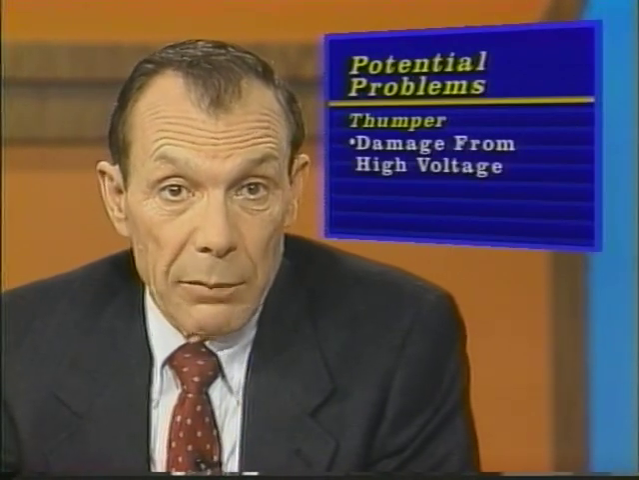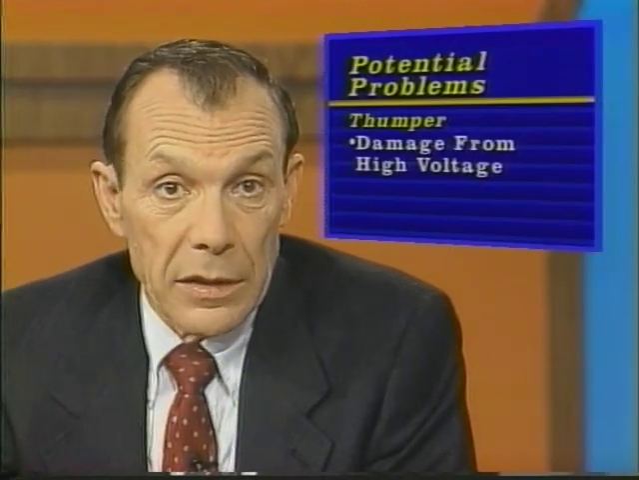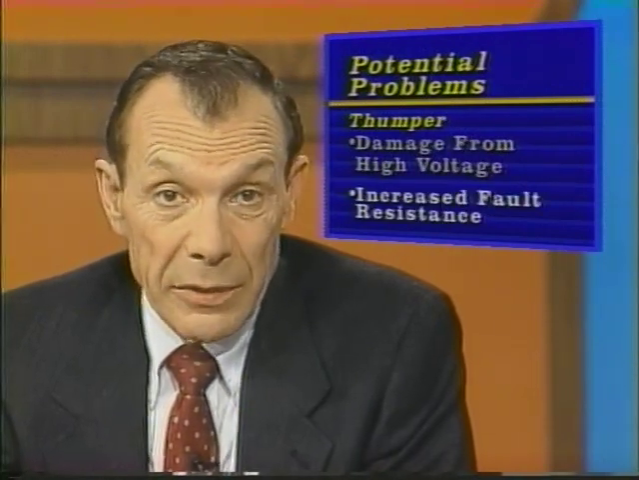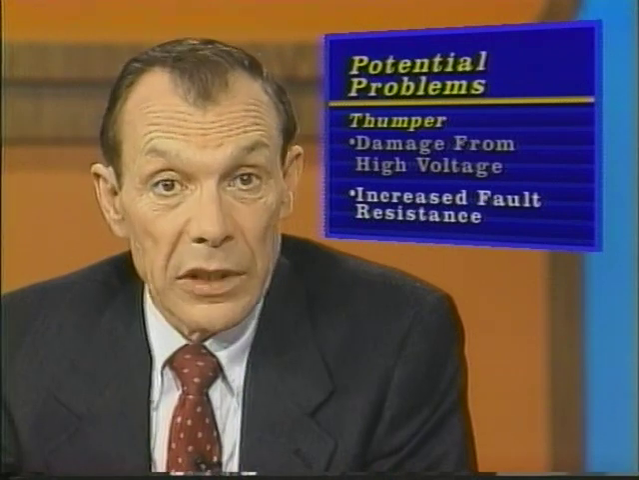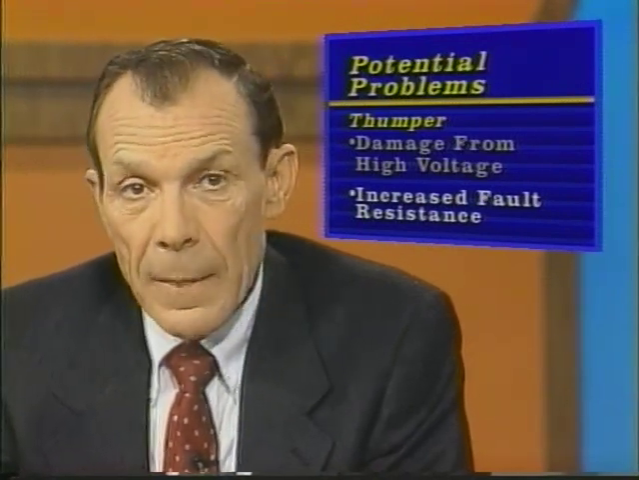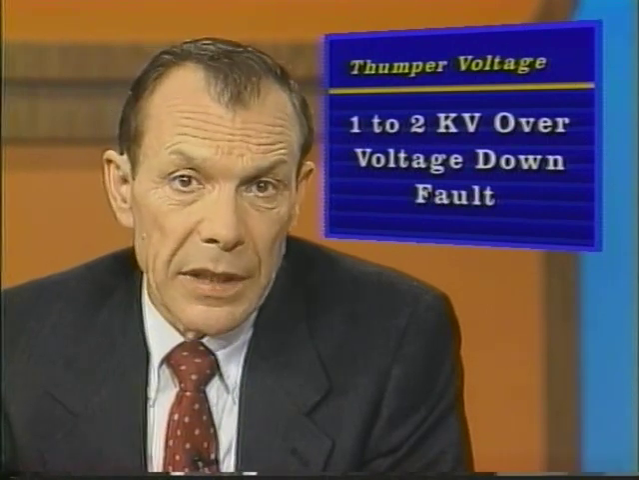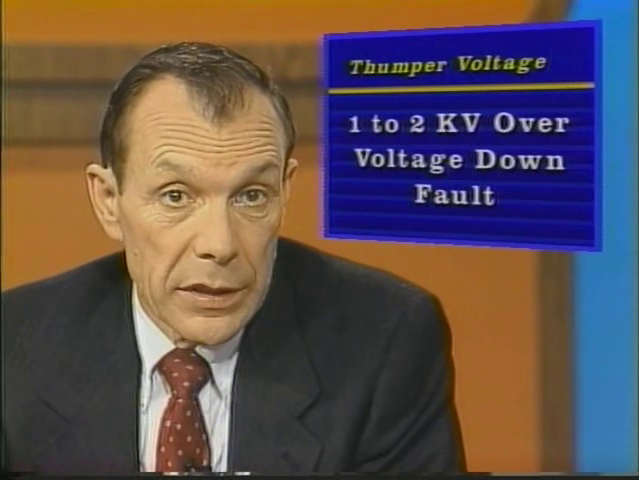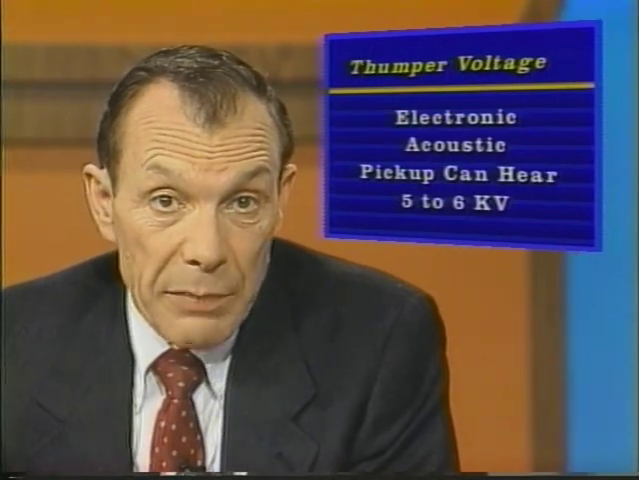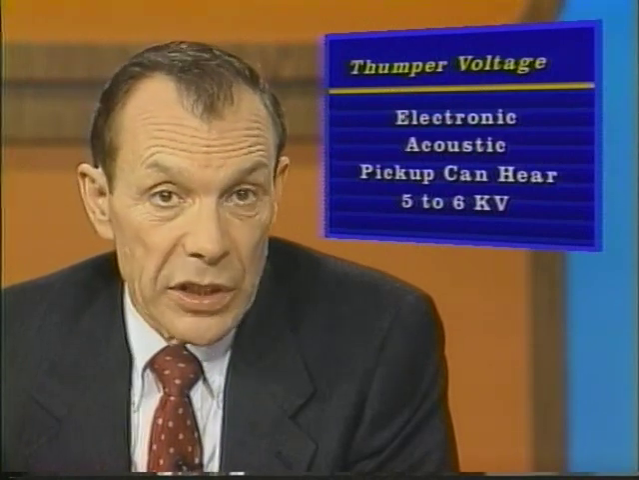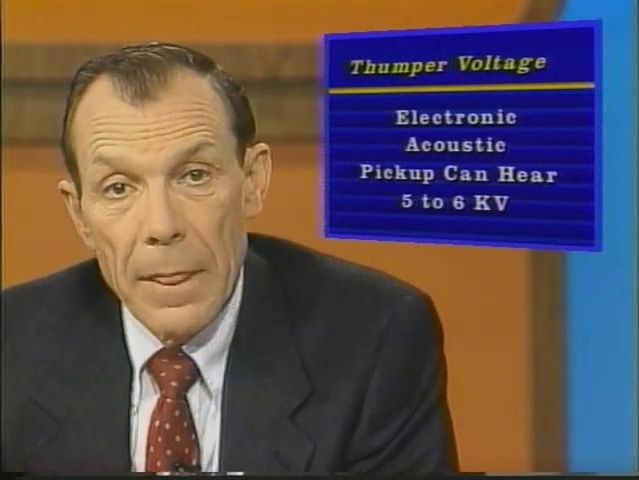One other reason to keep the thumper voltage low is to make sure the thumper does not blow away carbon track or fragments of metal that are between the conductor and the neutral. If this happens, the fault resistance will increase and it will even take a higher voltage to once again establish a thump. A good rule of thumb is to thump at 1 or 2 kV over the amount of voltage needed to break down the fault. If you have a good electronic acoustic pickup of some type, you should be able to hear the thump even on low voltage thumps of 5 to 6 kV.